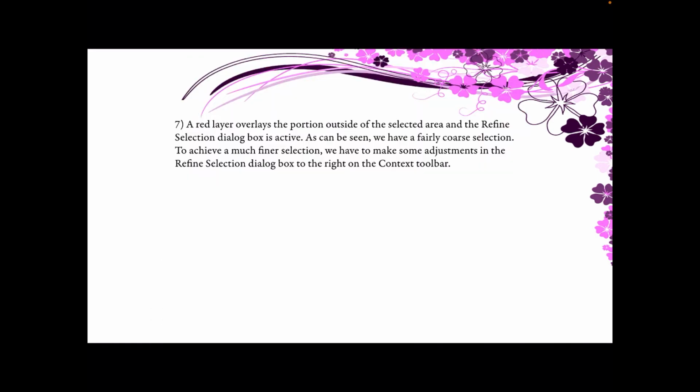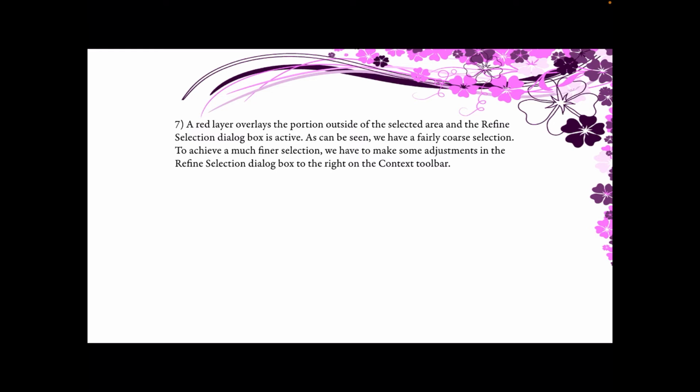A red layer overlays the portion outside of the selected area and the refined selection dialog box is active. That's in the left-hand toolbar. The refined selection dialog box is the bottom one. As can be seen, we have a fairly coarse selection. To achieve a much finer selection, we have to make some adjustments in the refined selection dialog box to the right on the context toolbar. There's a little right-facing arrow will take you to it.